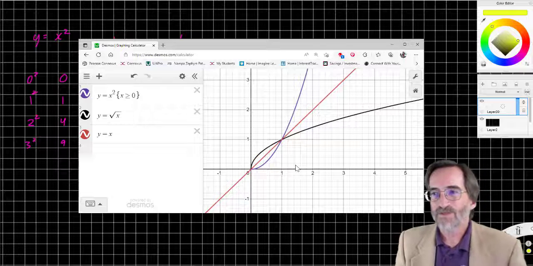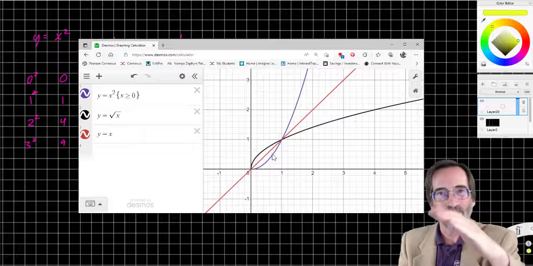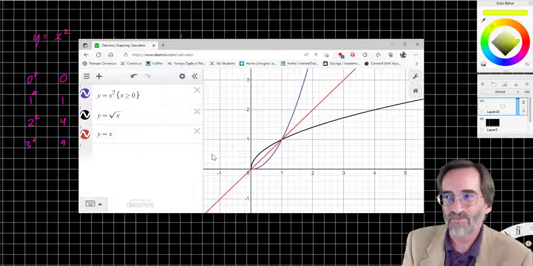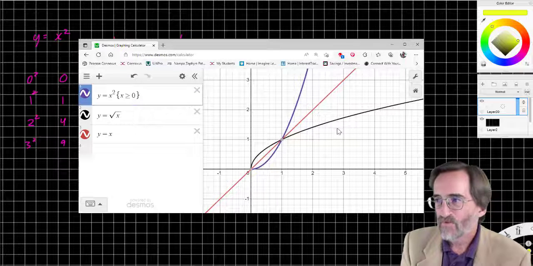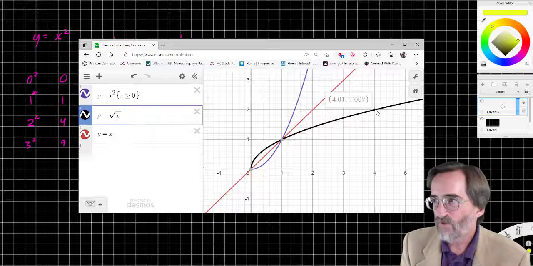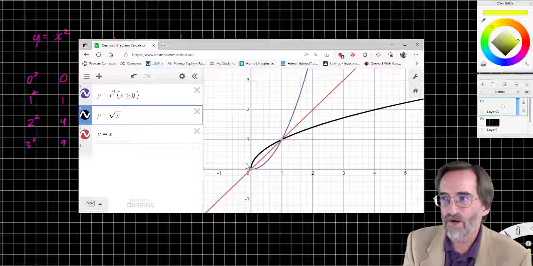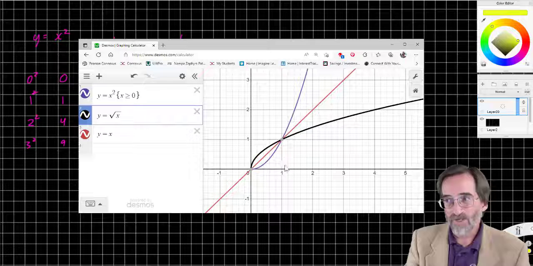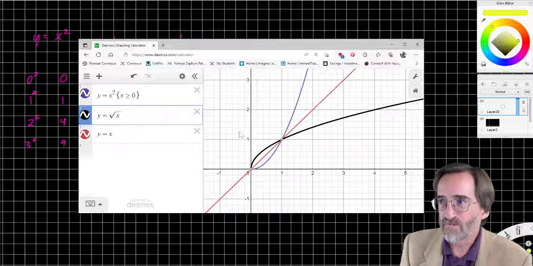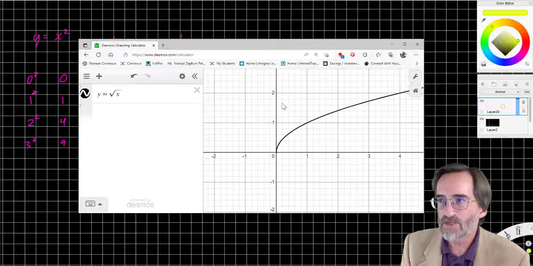And so the graph of a square root is a parabola lying on its side. That's the important thing to remember. We still have the numbers 0, 1, 4, and 9, but they are not on the y-axis. They are on the x-axis. They're horizontal. So with that in mind, let's look at y equals square root x and see what we can do to change it.